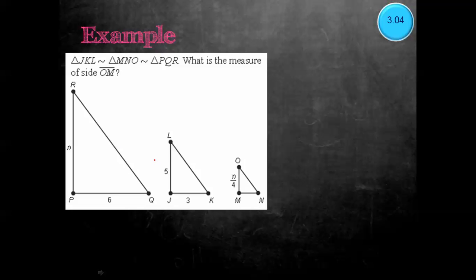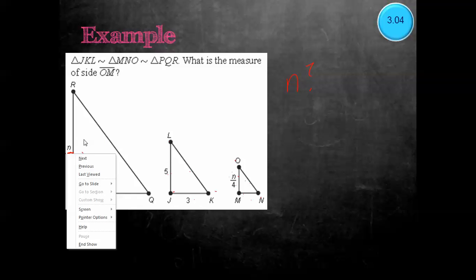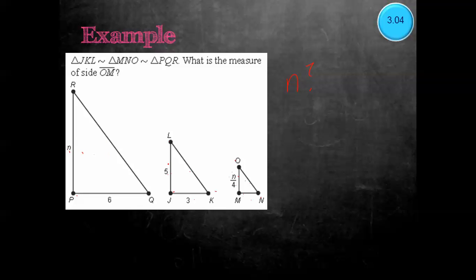Okay, in this one, it says the triangle JKL is similar to MNO is similar to PQR. What is the measure of side OM? So, since all three of these triangles are similar, all three of their sides are proportional. Okay, so we look here, we have n over 4. So we want to find out what n is, right? That's the big question. What is n? Now, if we look over here, we have 5 and 3, and then n over 4, and then we don't have anything here. So we can't really use that one. But if we look here, this side is n, so we could go ahead and solve for n on these two triangles and then plug it in over here.